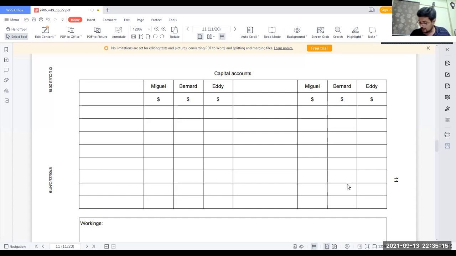Okay, class. Now, in this question, what we have to do is make the capital accounts of three partners. This is a question of partnership admission, and in partnership admission, we have to see what is happening.